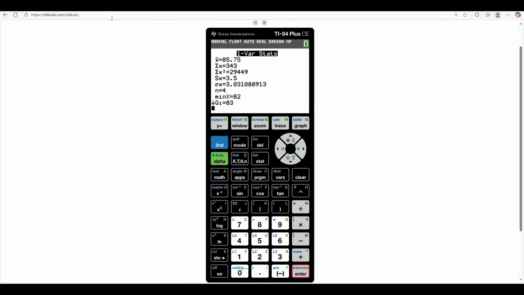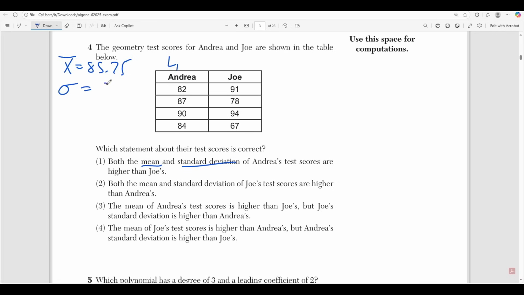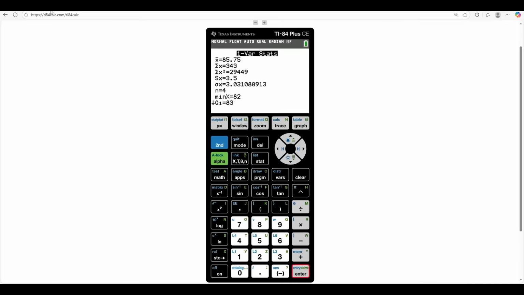Okay, and her standard deviation is this circle with a hat on top, right? That's going to be 3.03. So this is 3.03. Now let's find the same thing for Joe.